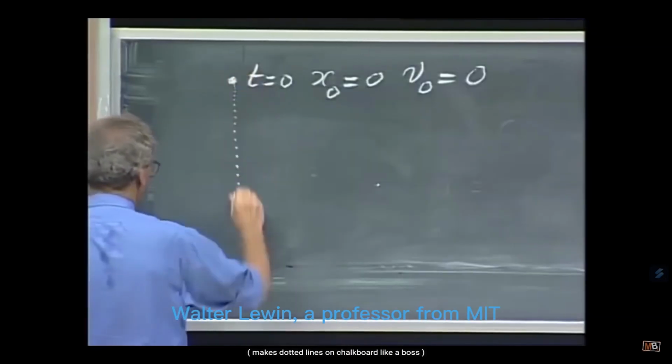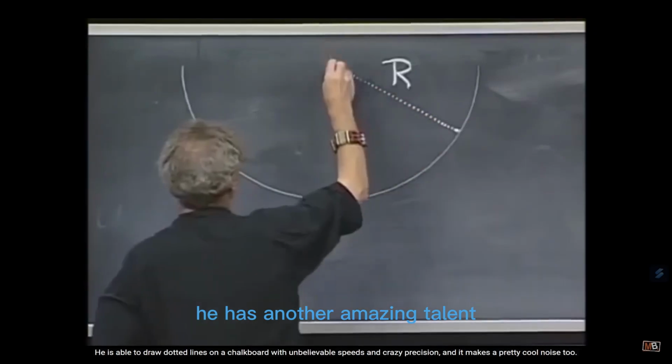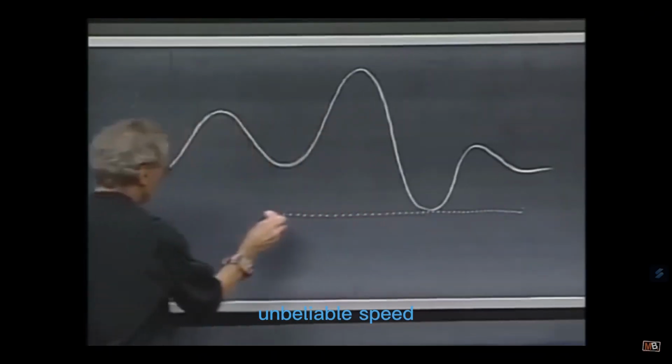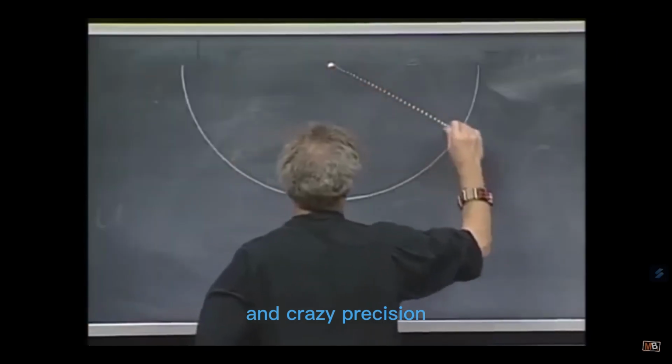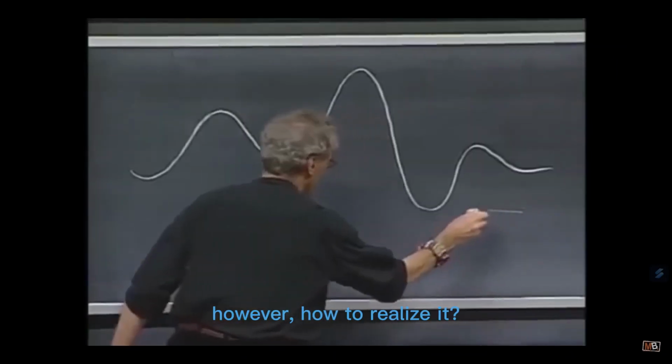Walter Levin, a professor from MIT, aside from being a fantastic physicist, has another amazing talent. He's able to draw a dotted line on the blackboard with unbelievable speed and crazy precision, and it makes a pretty cool noise too. However, how to realize it?